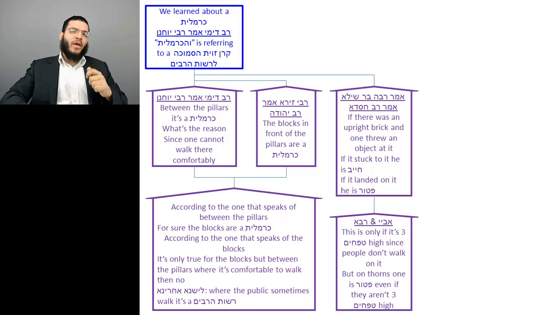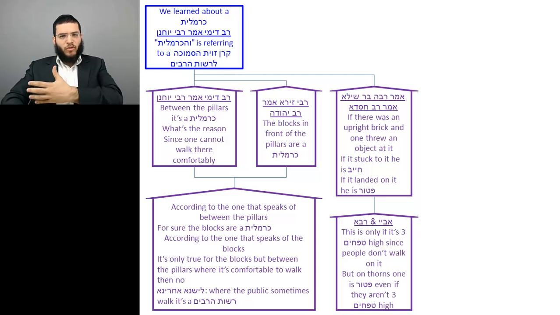Abaye and Rava say that we can either have 3 tefachim in order to make it outside of the rishus harabim. Another way of doing that is by something that people don't walk on, like thorns. It's automatically out of the rishus harabim just by being thorns, because people don't walk there. And therefore, if somebody threw an item 4 amas in the rishus harabim and it landed on thorns that are less than 4 tefachim by 4 tefachim wide, so let's say the brick 3 tefachim by 3 tefachim, he'll also be pater and mutter. Since people don't walk there, it's not part of the rishus harabim, rather it's a makom p'tor.